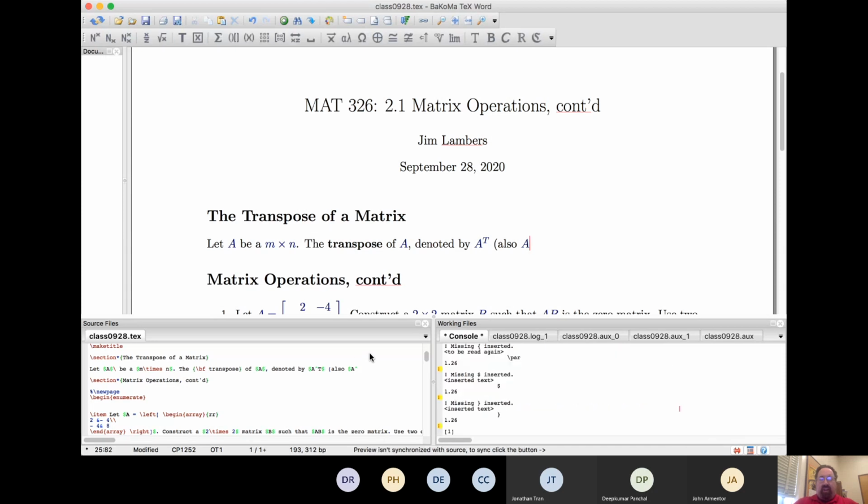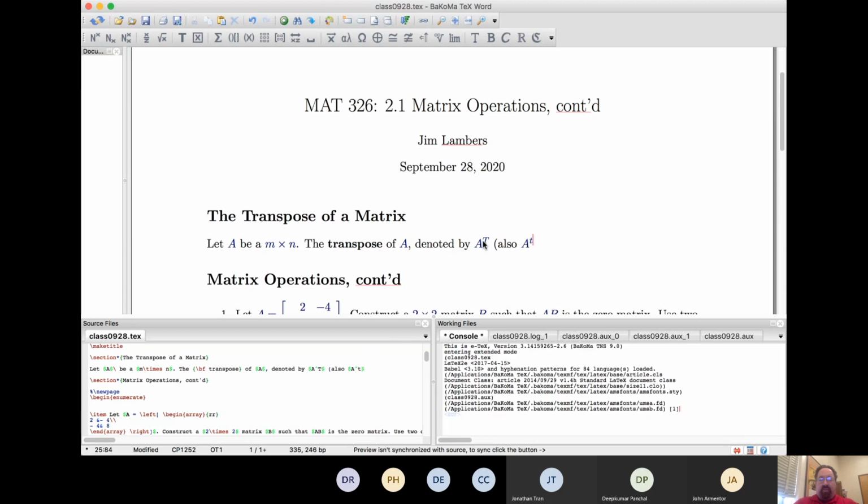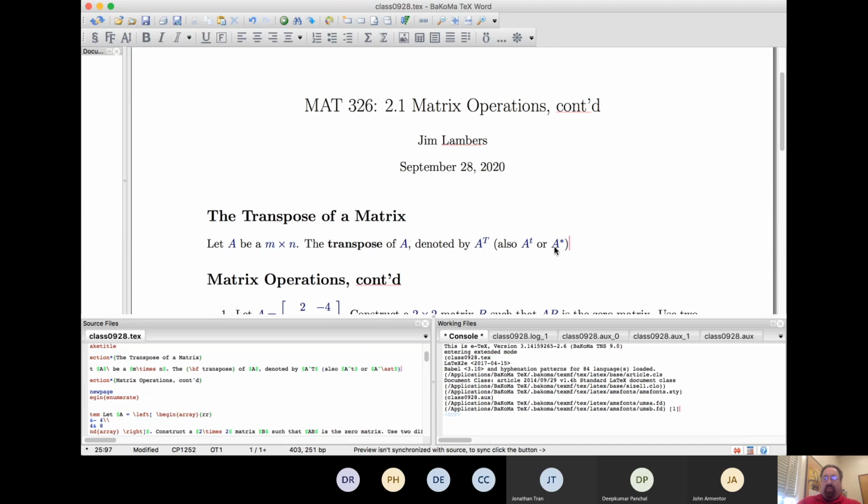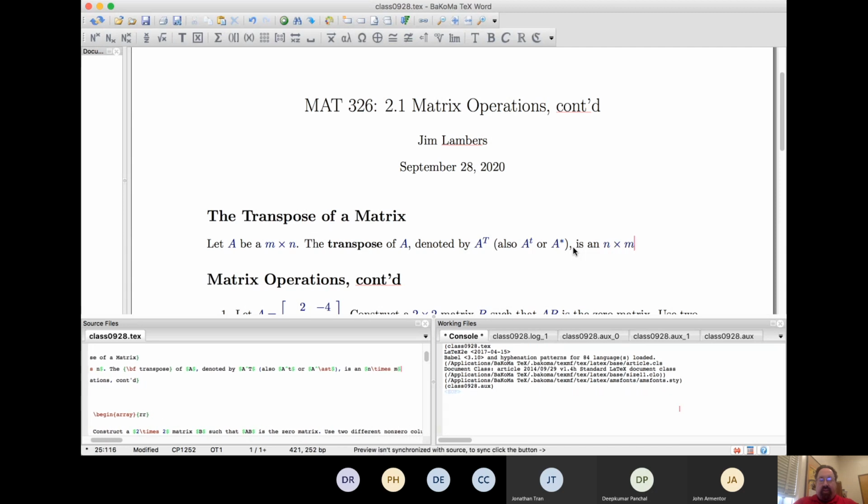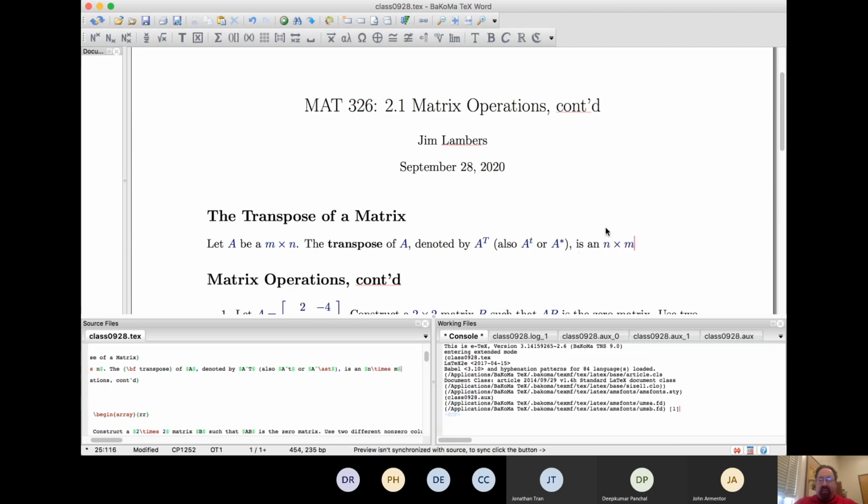Sometimes I like to use an uppercase T. Some use a lowercase t, or some use an asterisk, which is for a more general concept of transpose called the adjoint. So any one of these can be used; I've seen them used to refer to the transpose. It is a matrix with the opposite dimensions. So A is m by n, and A transpose is n by m.